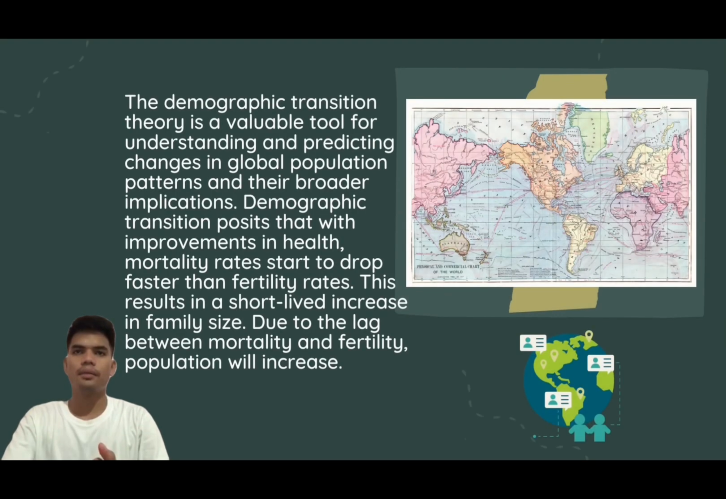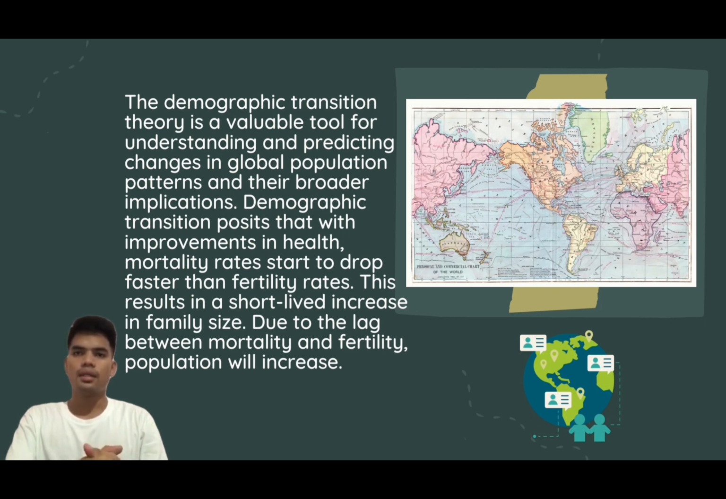Theory of demographic transition is a model that describes the historical and expected demographic changes that occur as countries transition from pre-industrial to post-industrial societies. It's a framework for understanding how population trends, including birth rates, death rates, and overall population growth, change over time. The theory of demographic transition has four main stages, each of which is associated with distinct demographic characteristics and socio-economic developments.